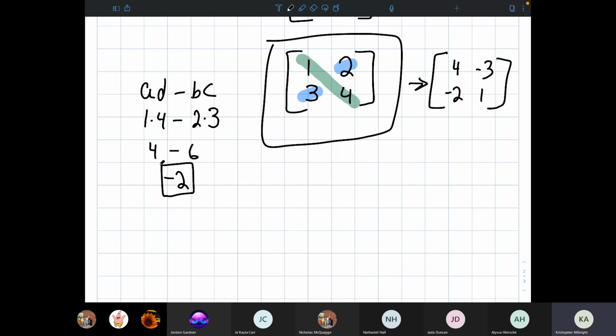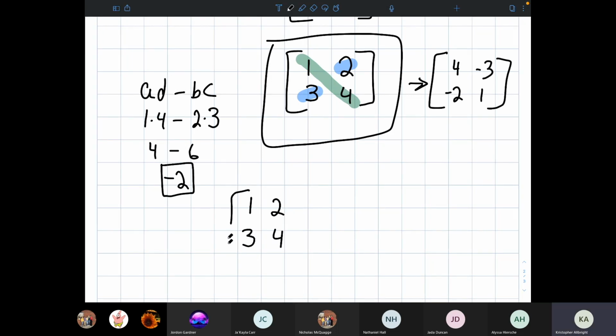And then we went directly to flipping these, turning everything else negative. So just to prove that it is the actual inverse, when we multiply them, what we should get is the identity matrix. So let's try it.